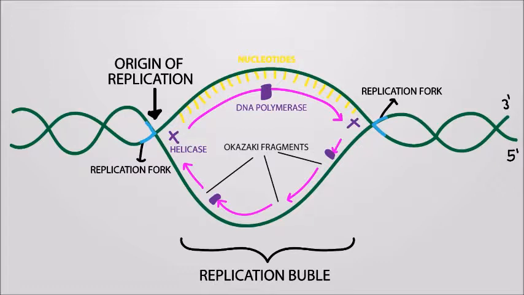DNA polymerase then removes the primers and fills in the space by extending the neighboring DNA fragments, which are the Okazaki fragments that are joined by the DNA ligase enzyme in the lagging strand. Then the DNA returns back to its stable double helical structure.